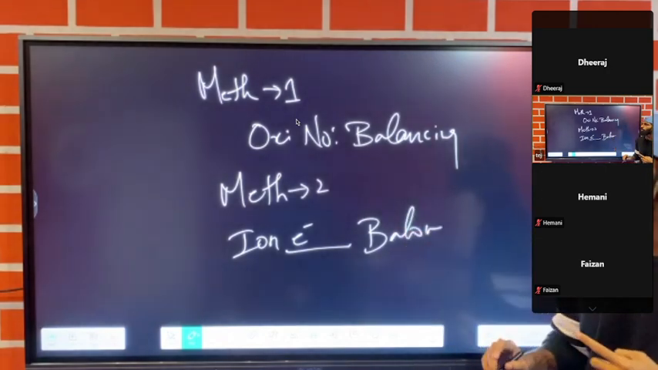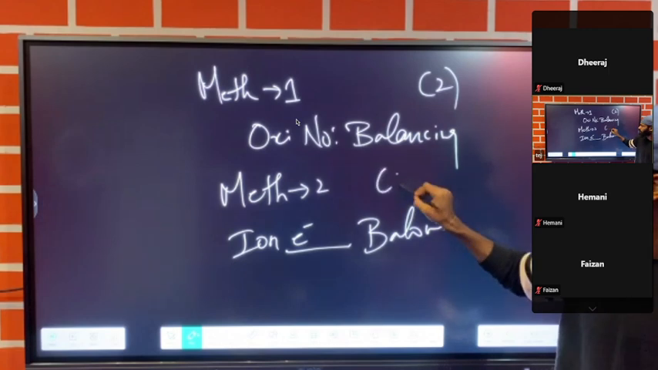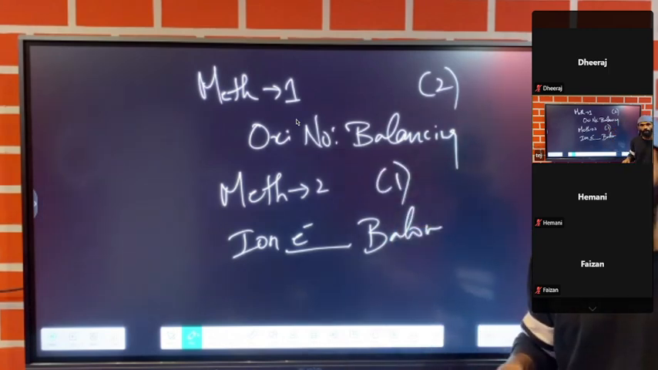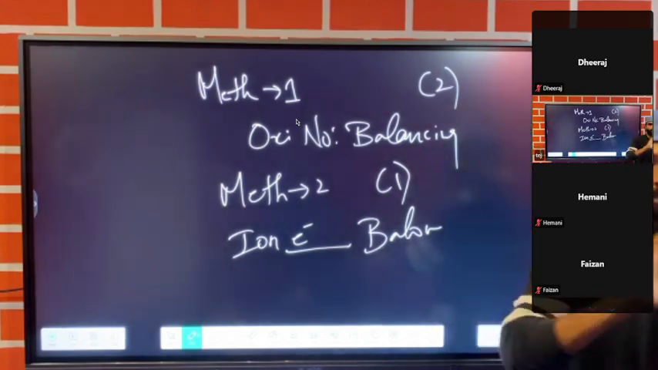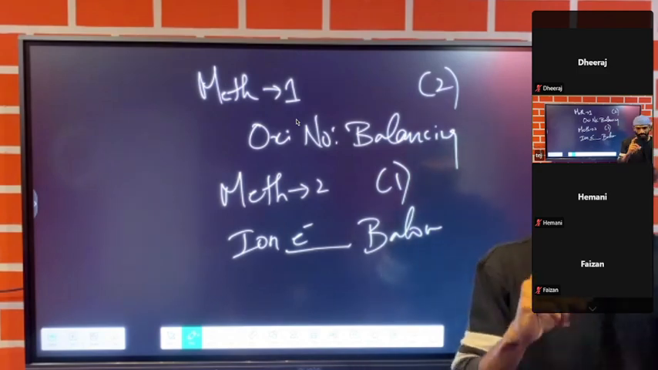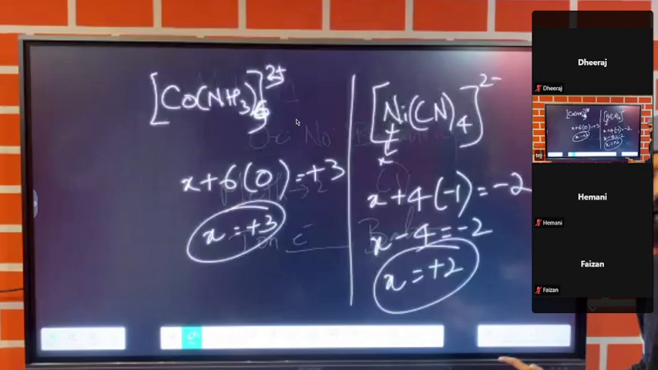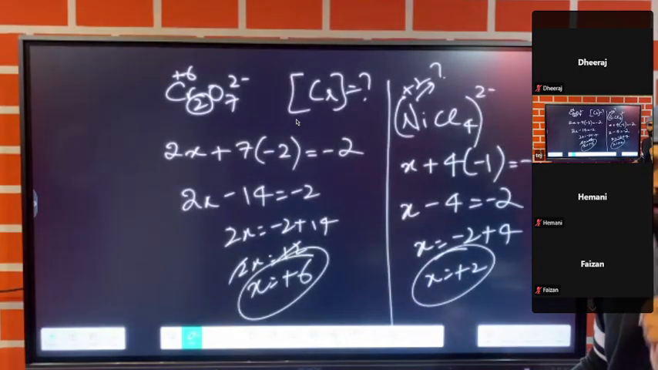I'll teach you 2 questions under oxidation number balancing and 1 question under the ion electron method. Practice only these, more than enough. Today's class we'll be totally doing 3, but doing 3 is not a big thing at all. Learning the rules is the most important thing. Again, I'm going to repeat this chapter. What kind of theory might be asked? I'll tell you right now. At most, 1 MCQ can be asked.